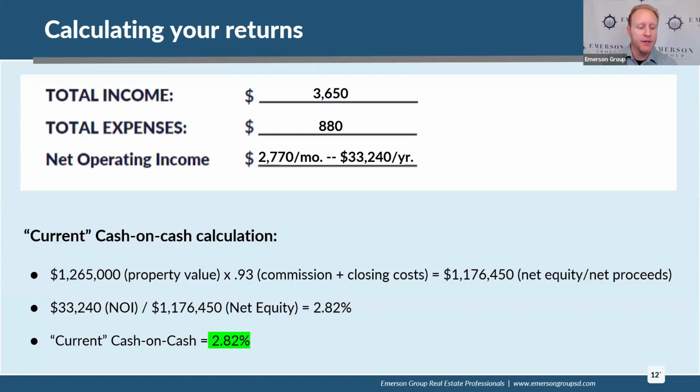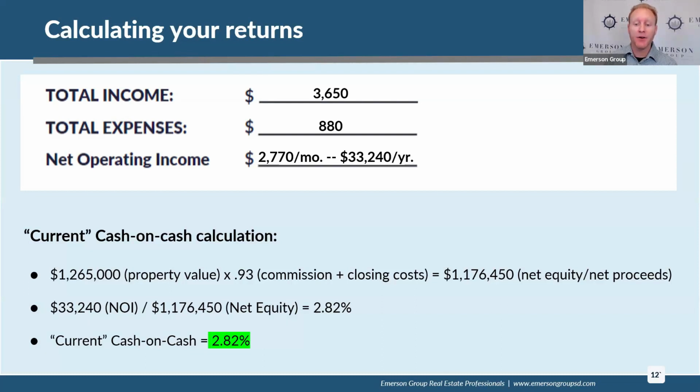Looking at the math here, as you can see, 1.265 times 93%. So 7% we're factoring in, which is conservative, right? I'm always going to be a little bit higher on my estimates for expenses. And therefore, after that, we're going to be at a total of $1,176,450, right? That is our net equity, or the net proceeds we'd realize if we were to sell this property and reinvest using a 1031 exchange.